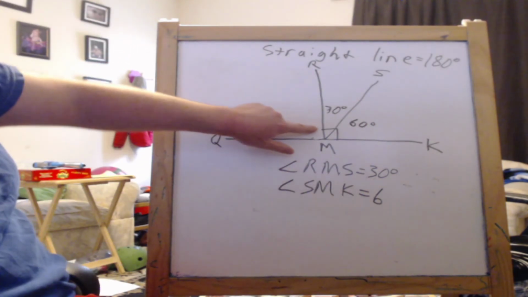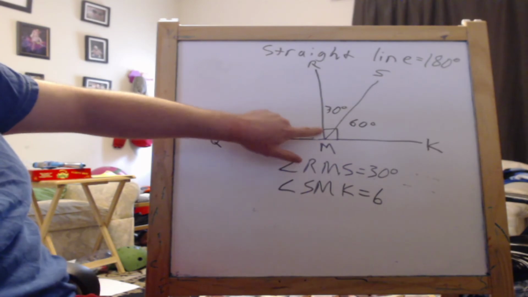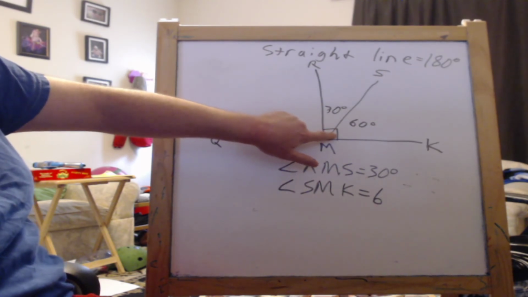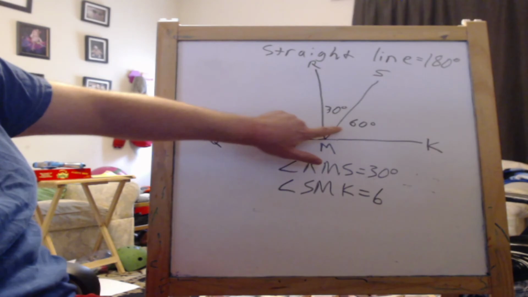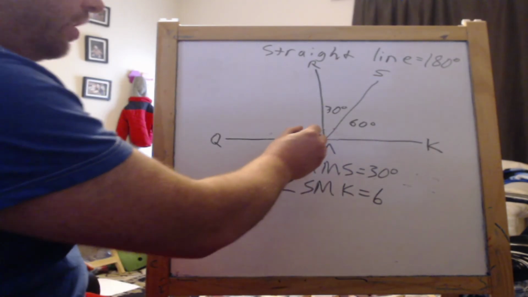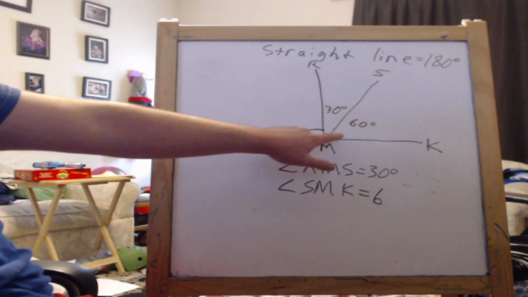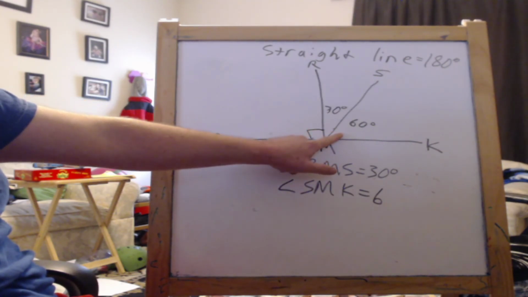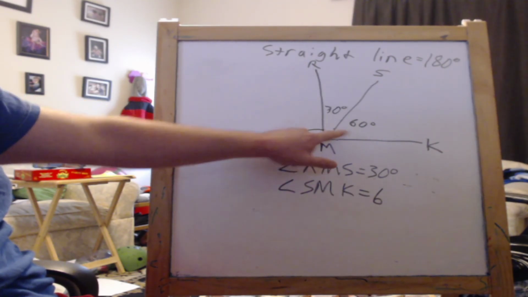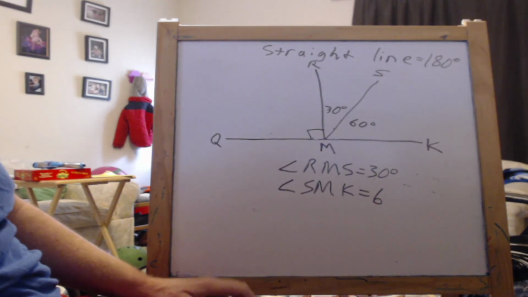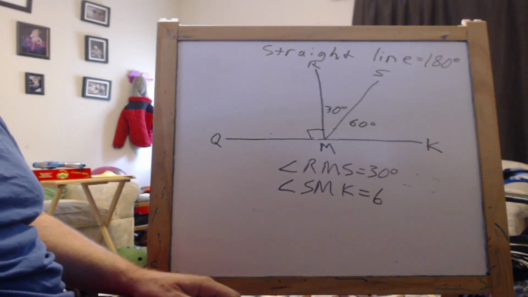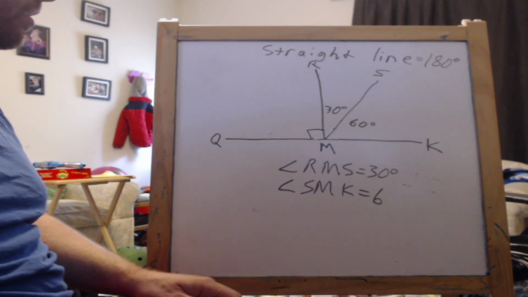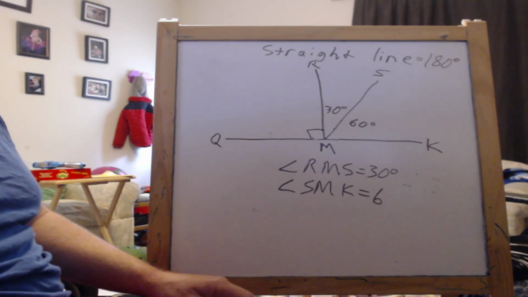Now, on occasion, they might try to trick you where they'll show you that this side is a right angle. If this box was drawn on this side, you just have to know that the other side of it is also a right angle and also 90 degrees. All right, so that is the basics of angles, and I would say that pretty much covers a lot of it.